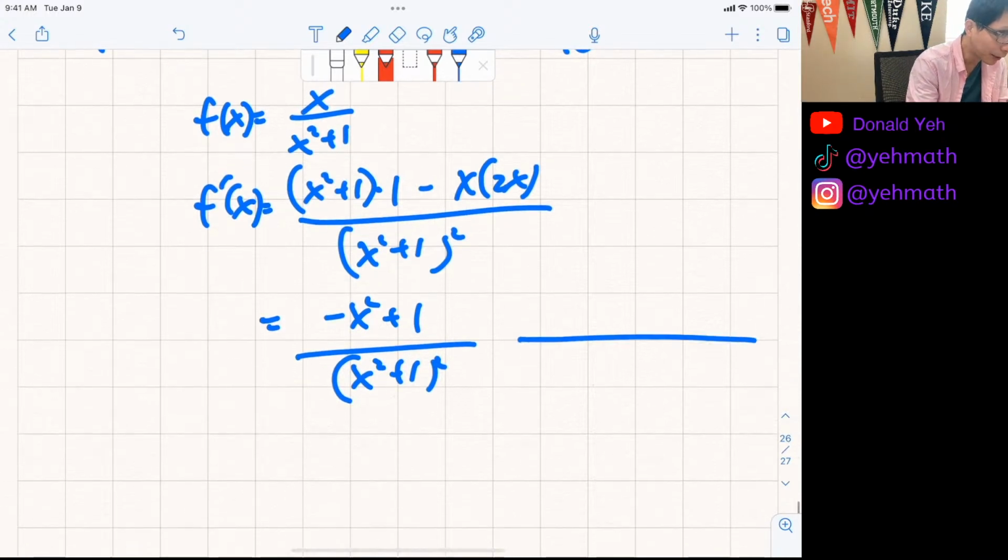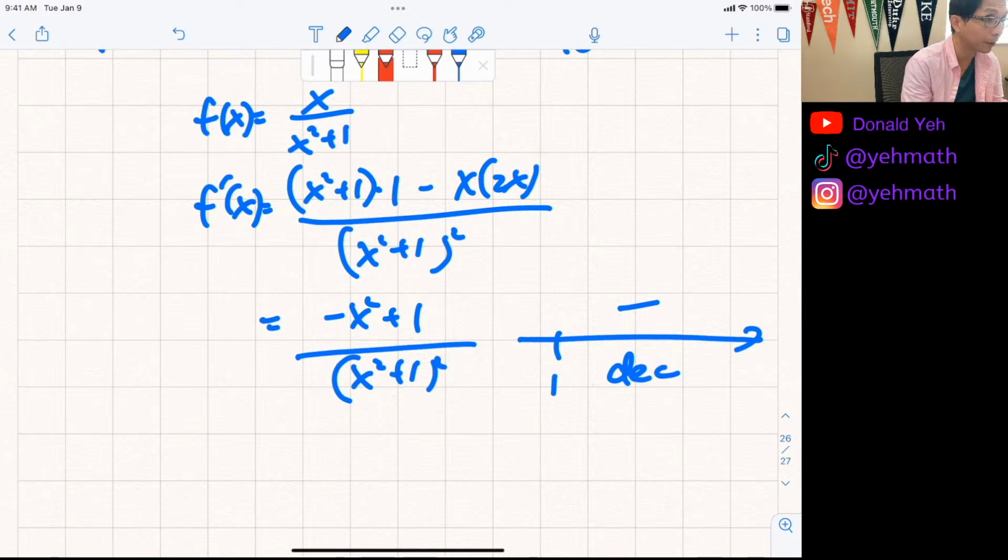Now I'm going to do a number line test, but I don't care about anything less than 1. What happens if you plug in 2? The numerator is going to be negative. So it's just going to be decreasing.